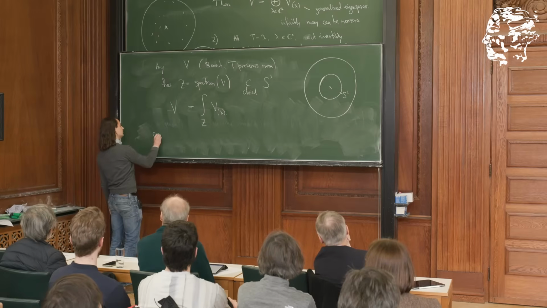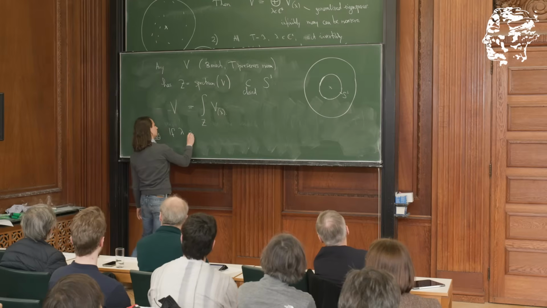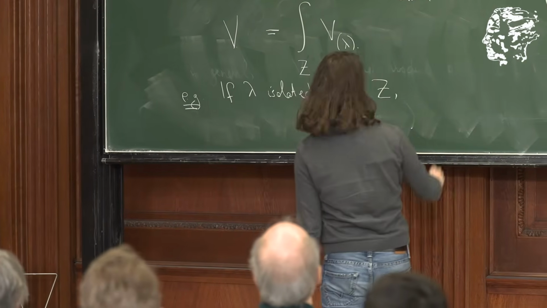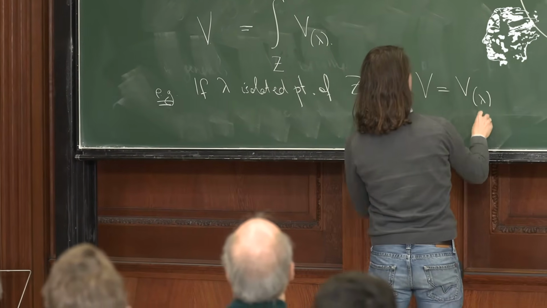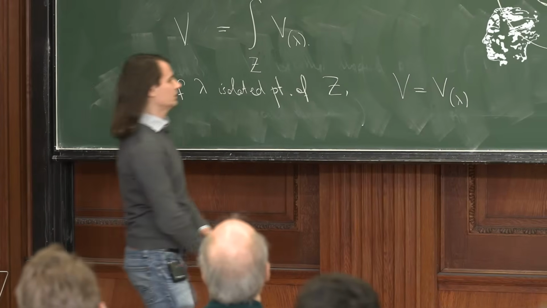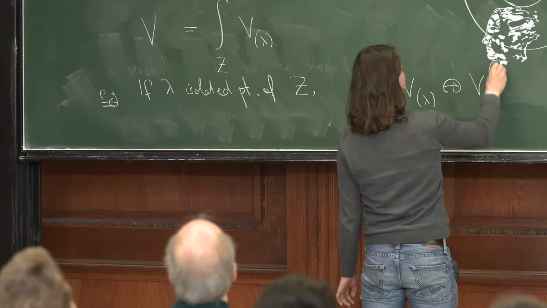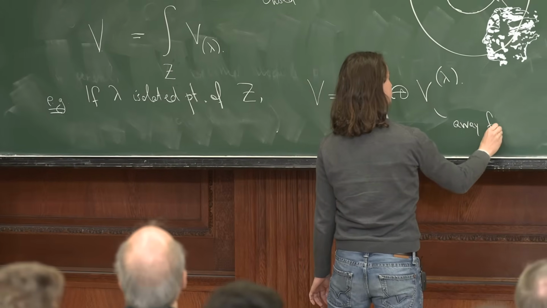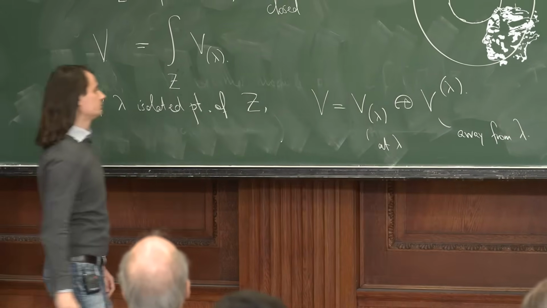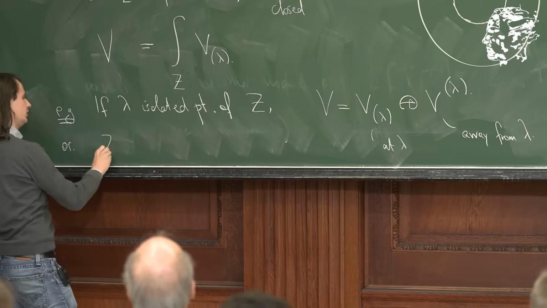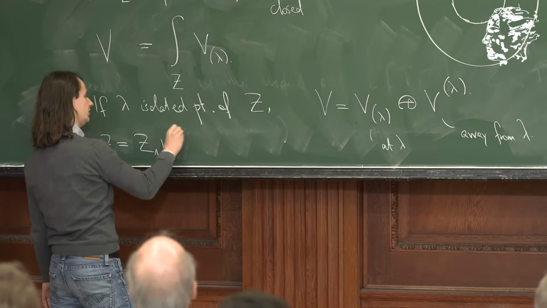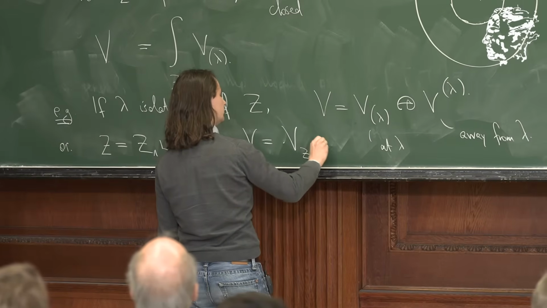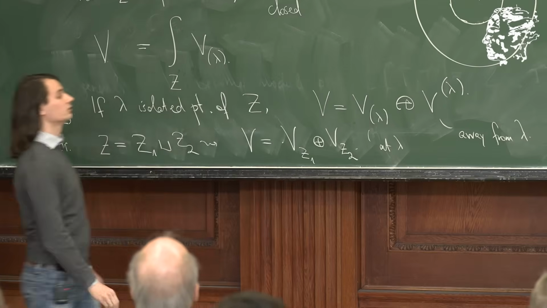And for example, this means that if lambda is an isolated point of Z, then you can always write V as some generalized eigenspace at lambda and something away from lambda. Or slightly more generally, if you have a decomposition of Z into two open and closed subspaces, then you can always write V as a direct sum of a piece of V that's supported at Z_1 and a piece that's supported at Z_2.